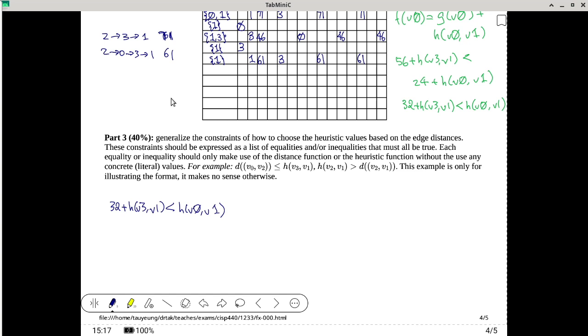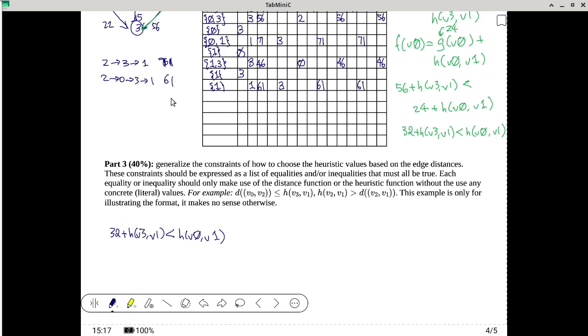Are there any other constraints that we also have to write down? Given that the distances are given to you already, you have no control over the distances. You only have control over the heuristic values. So the other thing is we need all the heuristic values to be greater than or equal to zero. That's easy to do. We just say this has to be greater than or equal to zero, and this also has to be greater than or equal to zero. What other constraints do we have to include? Yes.